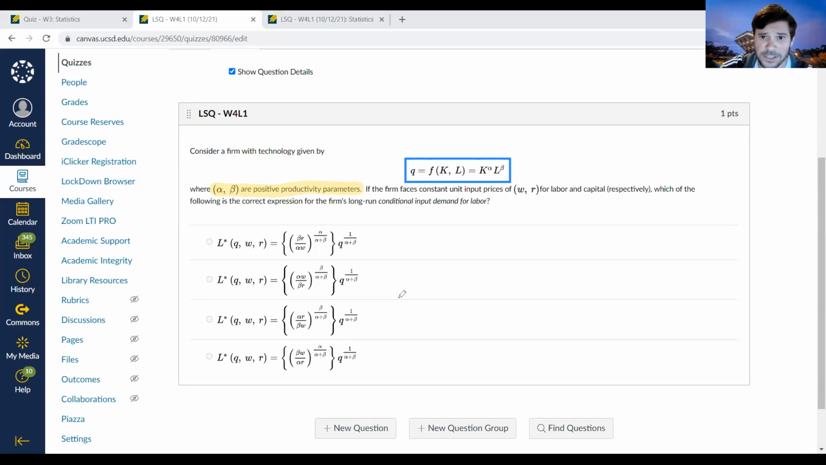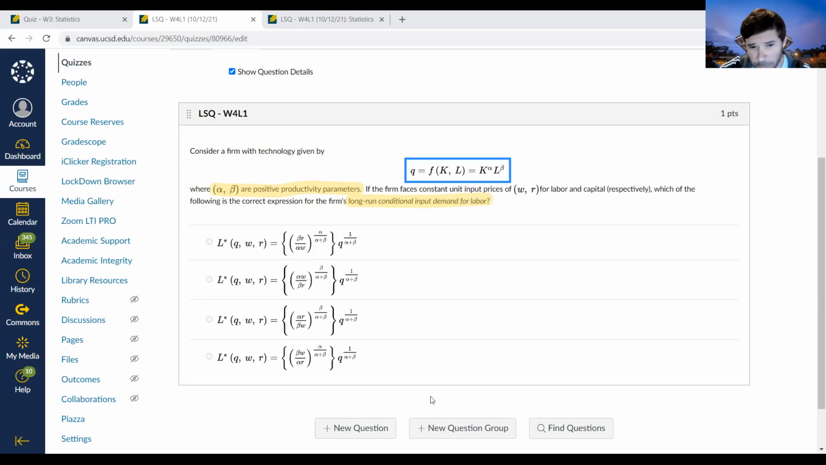They're facing constant unit input prices, W and R, which we will always assume are positive. Nothing's being given away for free. And the question was asking about the firm's long run conditional input demand for labor. And you're given these 4 different demand functions to choose from. And it might have been a little daunting. You're like, man, am I going to have to solve a problem like that in about 5 minutes, like you might in a quiz situation? Yes, that is something that should be reasonably done in about that amount of time.